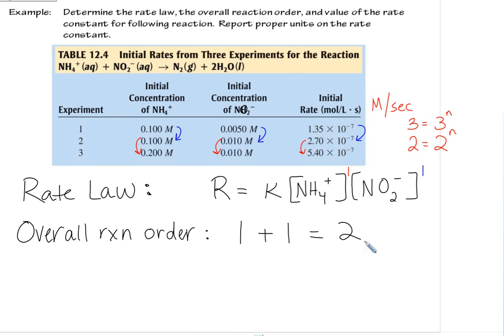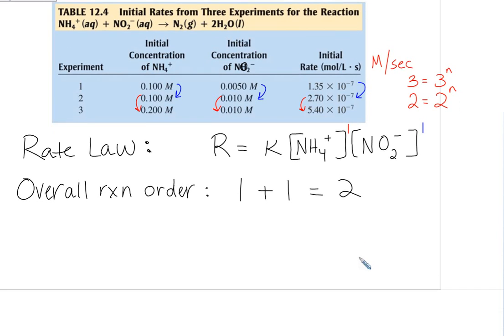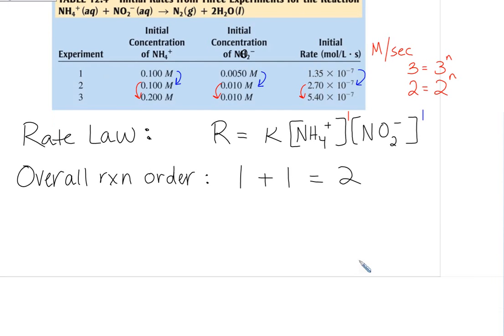So then finally, we need the value of the constant and the units on the constant. Now that we have our rate law expression completed, you can pick data from any trial, plug it in, and solve for K. So here comes the rate constant.